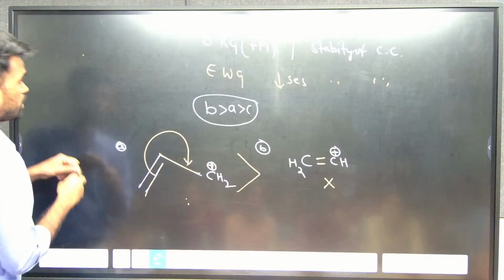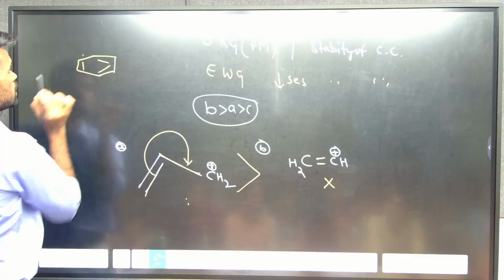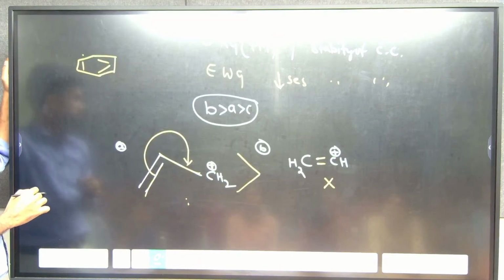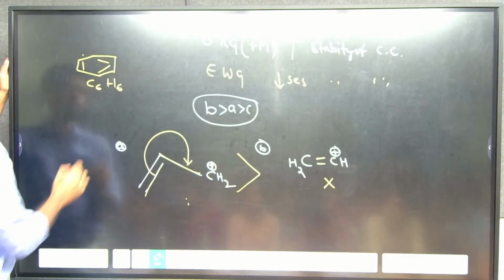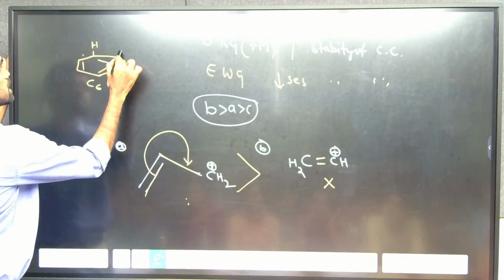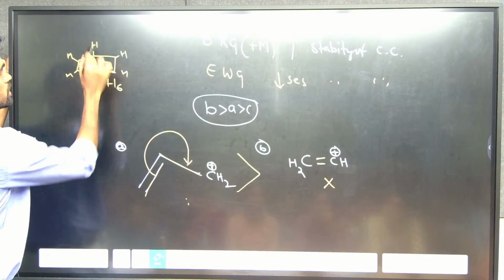I am saying a few names now. You need to understand and remember them. What is this called? Benzene ring. So this is C6H6. It means on each of these carbons there is one hydrogen. Yes or no? Each carbon with one hydrogen.